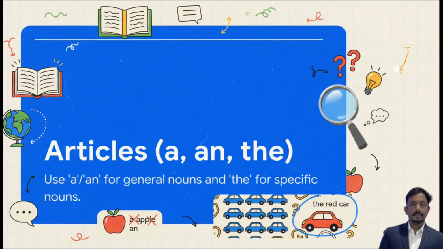Articles. Those three little words, a, an, and the. They can be a real headache, but the basic rule is pretty straightforward. You use a or an when you're talking about something general, like "I need a phone," meaning any old phone will do. But you use the when you're talking about a specific one, like "hand me the phone on the table."